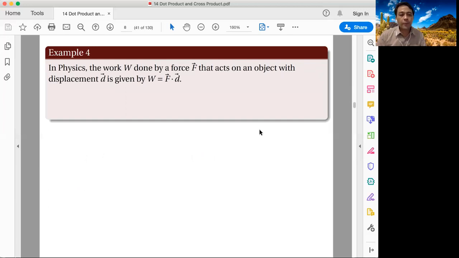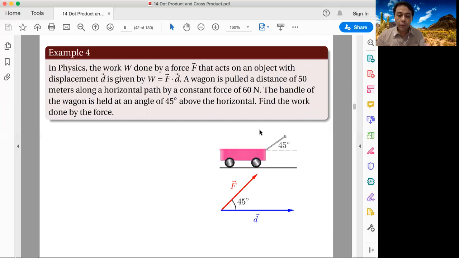Okay, so let's have an example. This is an application in physics, and it is given that the work W done by a force vector F that acts on an object with displacement vector D is given by W equals the dot product of F and D. So take note, this F and that D are vectors. So in our figure here, we can illustrate that the vector F is the red vector and the displacement vector D is the bluish vector.